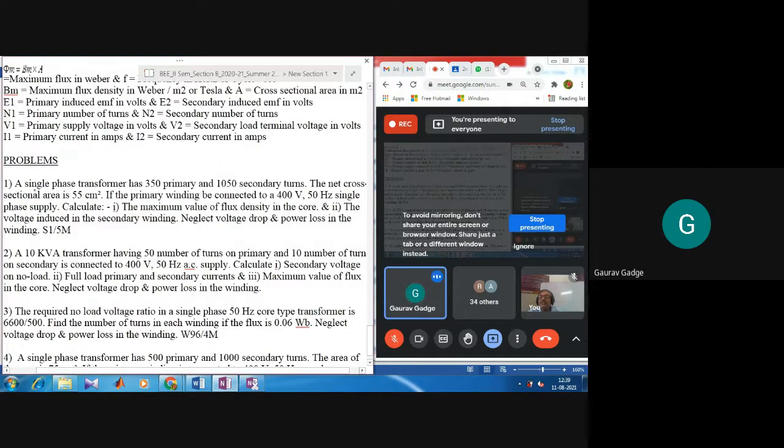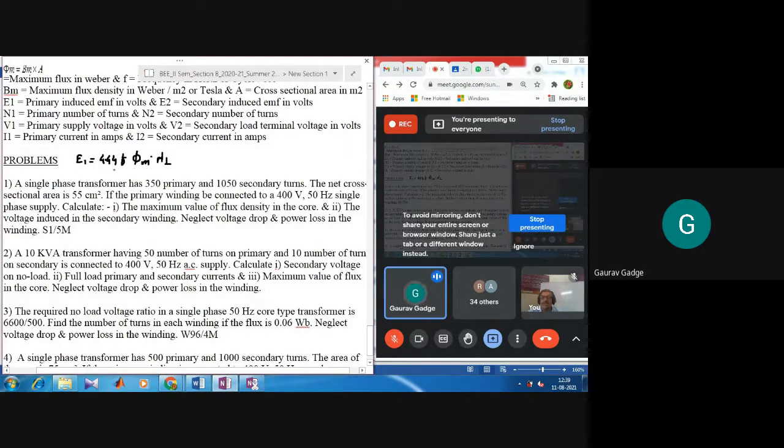Yes, so let us take the first numerical. This is our first numerical. Let us write down the given quantities. What is the equation which we are going to use? The equation for this problem is E1 is equal to 4.44 F phi m N1.